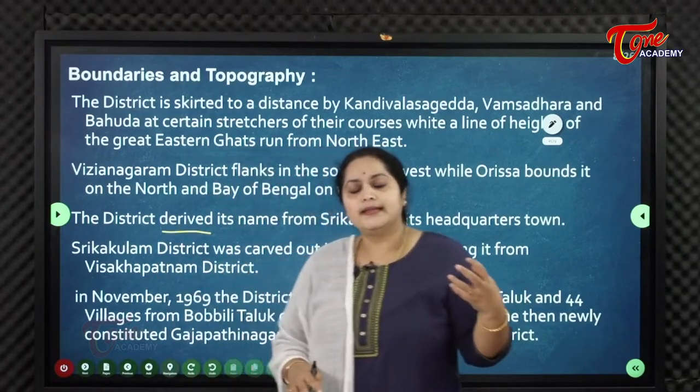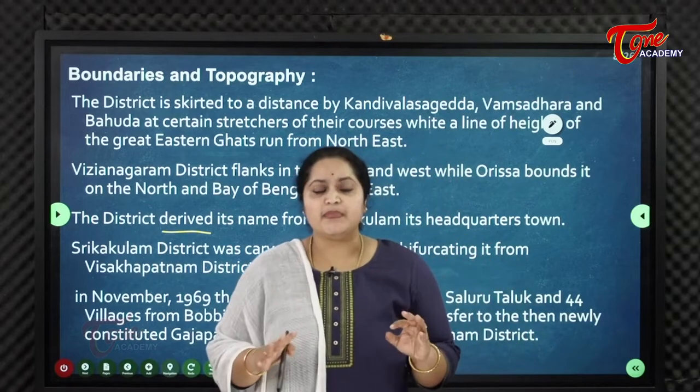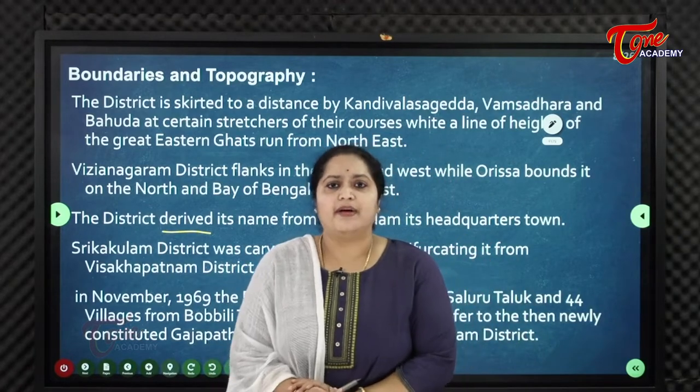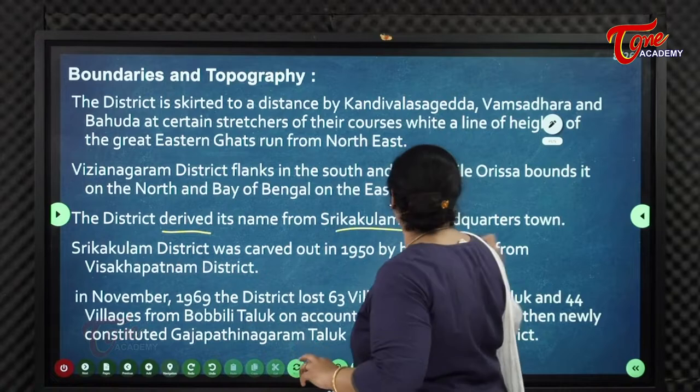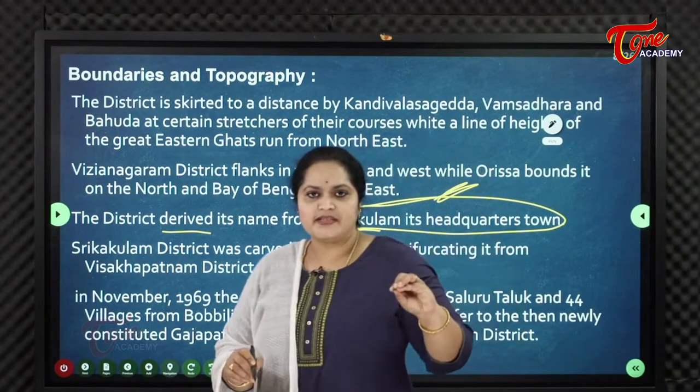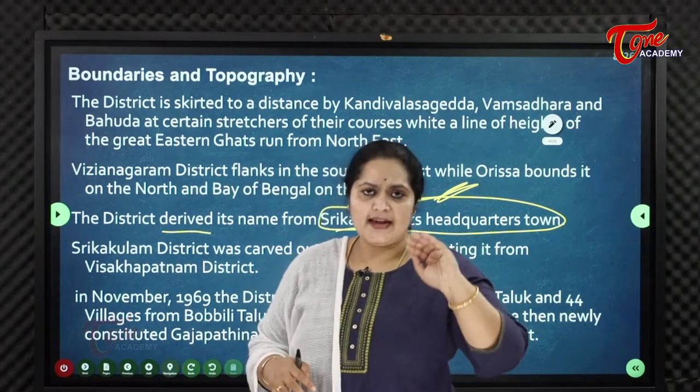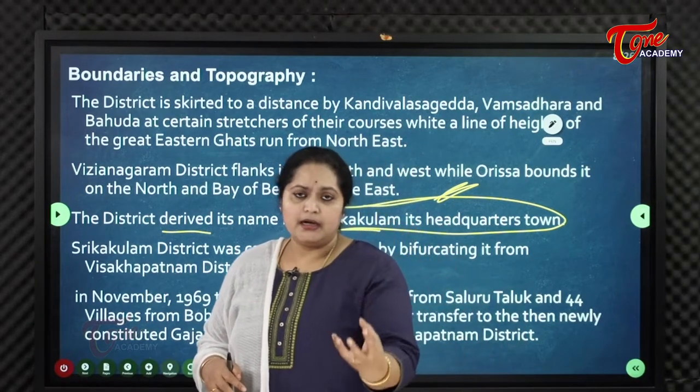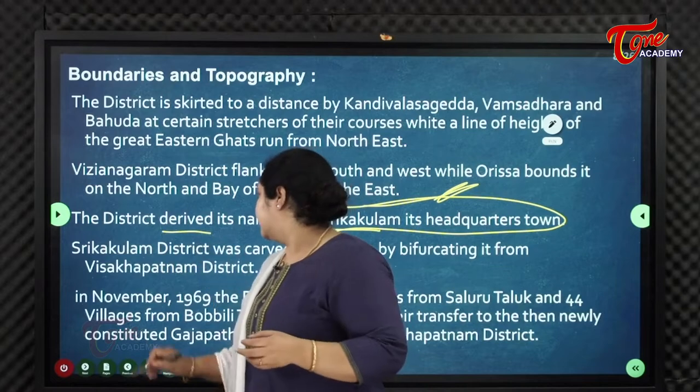So this district has derived its name from its headquarters, Srikakulam town. Srikakulam district derived its name from its headquarters or administrative town.